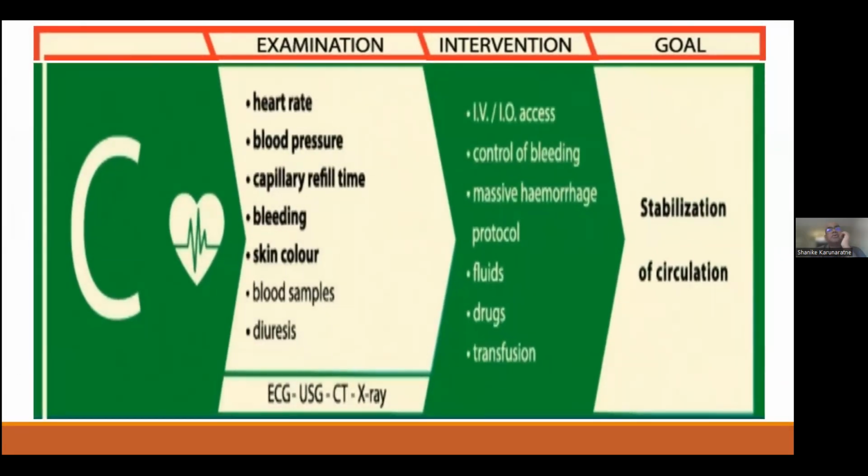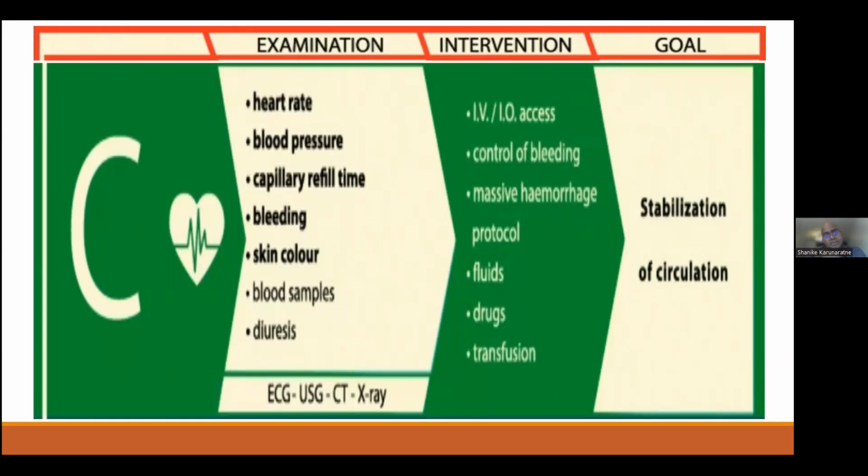Then when we go to the C, we evaluate the heart rate, blood pressure. You quickly evaluate the capillary refilling time and see whether the patient is pale or not. And if the patient is pale, just quickly evaluate the generalized body for bleeding diathesis, hematuria, maybe melena, and quickly take the blood samples, establish an IV access or central access, and be ready to deliver the drugs, transfusion, fluid, or inotropes, right?